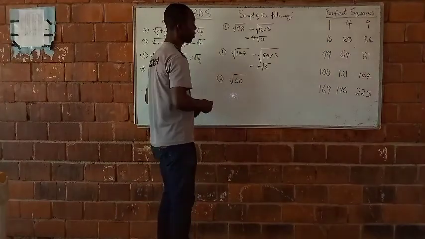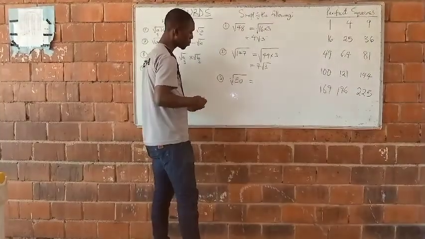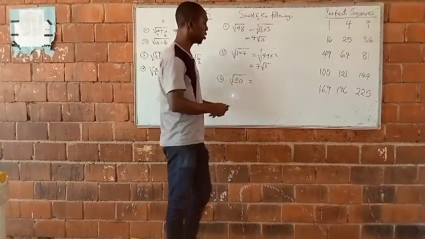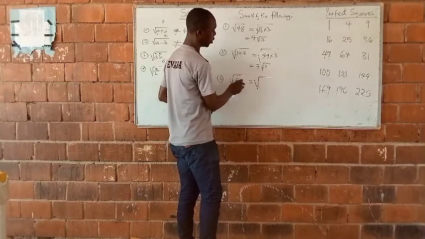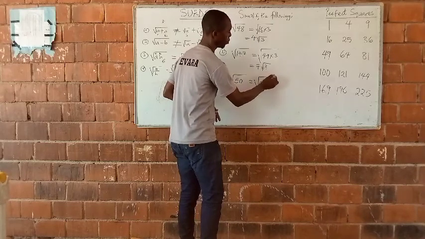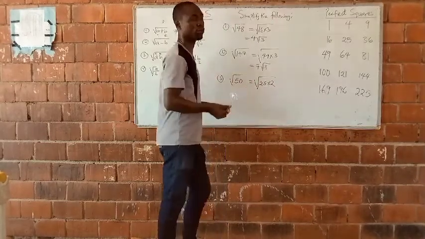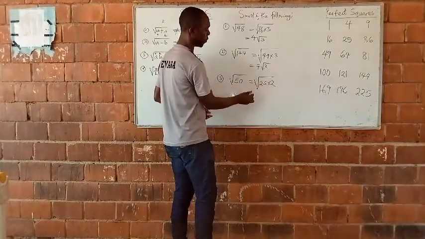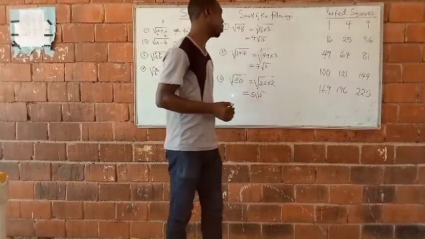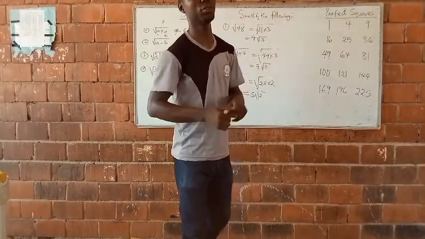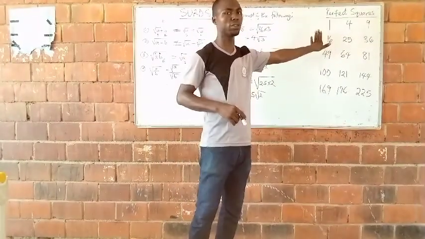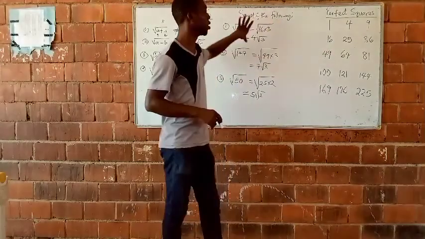The third example here, we have 50. Among these perfect squares, 25 is the only one that can divide 50. That means we'll take 50 as 25 multiplied by what? That will give us 50. That is 2. 50 is 25 times 2. So now we'll take the square root of 25, which is 5. Then we'll be left with only 2 in the root sign. So this is how to simplify surds. We just have to be familiar with the perfect squares so that it will be very, very easy for us.